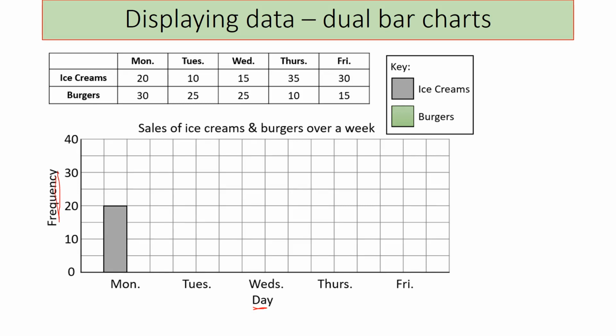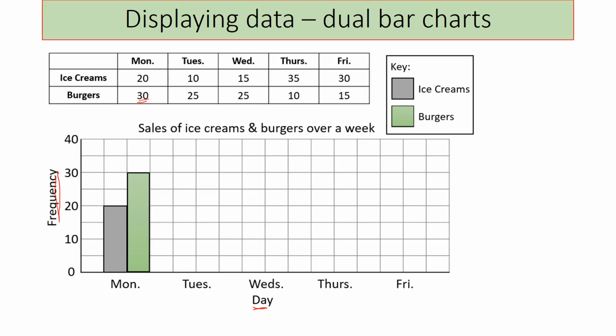And now notice that the scale is evenly spaced out, so you can see the numbers go up in tens. Okay, now I've got the gray for ice cream, and I'm going to use green for burgers. Okay, so the first bar has been done already. So now I need to draw a bar for burgers on Monday. Okay, now the value is 30. So my bar needs to go up to 30.